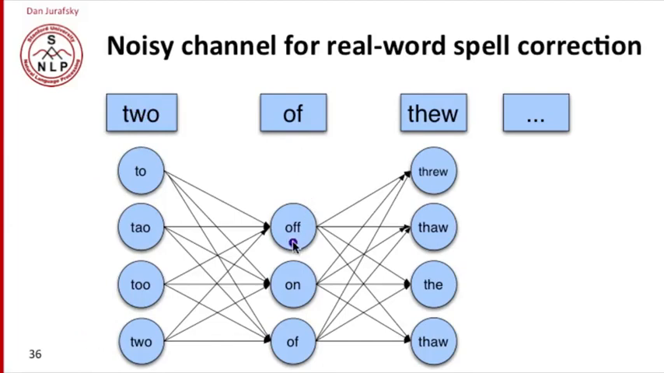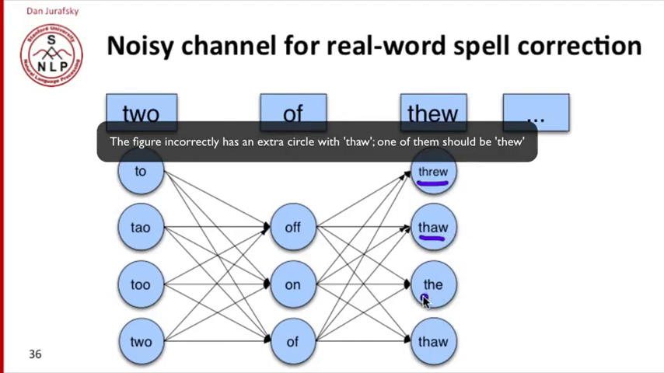Similarly, of could have been the correct word off, and there was a deletion of an F. So again, three candidates, off, on, and including the word of itself. And the word thew, which is a real word of English, could have been the word through, and the R got deleted, or the word thaw, or the word the. A very common word, and EW is a very likely error, it turns out, because W is right next to E on the keyboard, and so on.